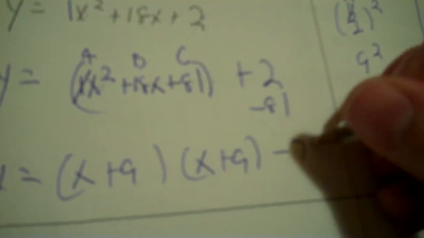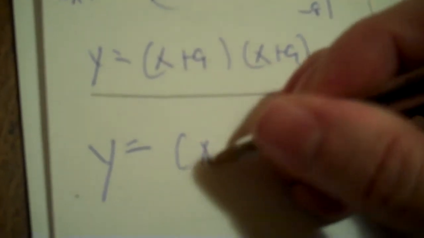Ditch your A, you don't need that anymore. So x times x is x squared, and then 81 plus 9 plus 9. 2 minus 81 is minus 79. Now you just write that then. x plus 9 quantity squared minus 79.